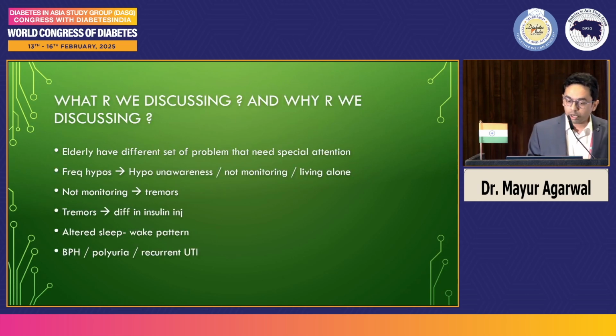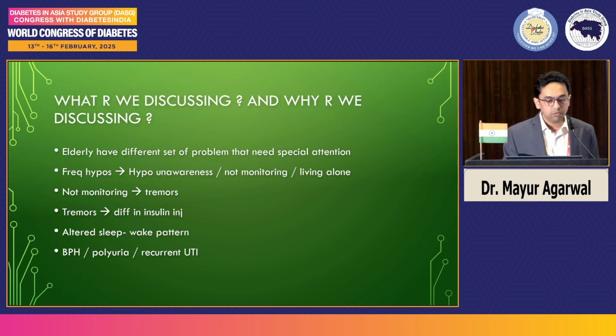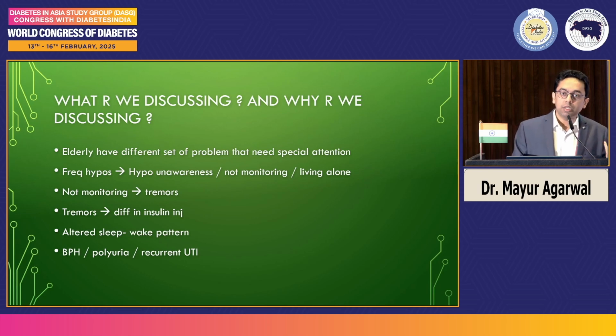So what are we discussing and why are we discussing this topic in the elderly? Because elderly are totally different. They have different needs. They can have frequent hypos. They can have hypo unawareness, and maybe they are not monitoring so much. They are living alone. The financial constraint is there. Maybe they are having tremor. They cannot take the insulin. They cannot prick themselves, they cannot check their blood sugars. So all those things are there, and then the sleep-wake pattern is different in them, and then there are comorbidities along with this diabetes also.